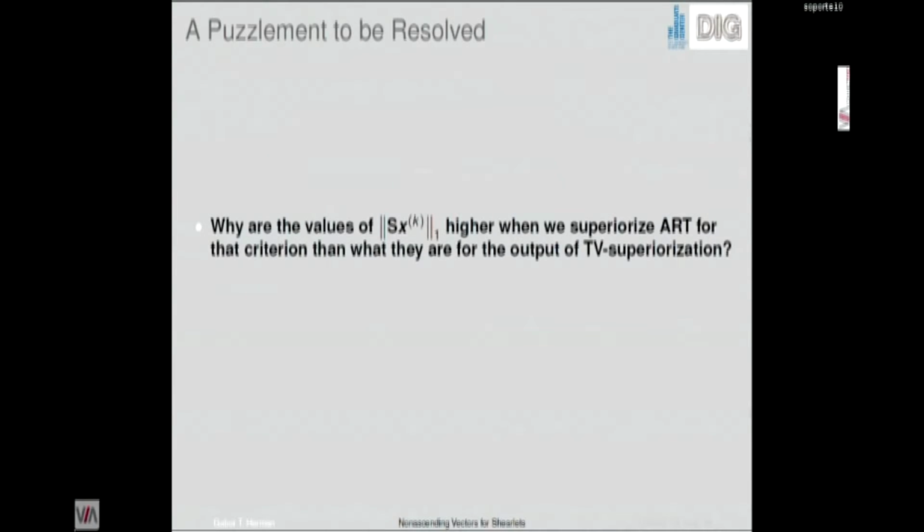So this is, if I may call it a puzzlement, for those of you who know the musical The King and I, the King of Siam talks about this is a puzzlement. Well, this is a puzzlement. Why are the values of the L1 norm of the Shearlet transform higher when we superiorize ART for that criterion than what they are for the output of the TV superiorization?